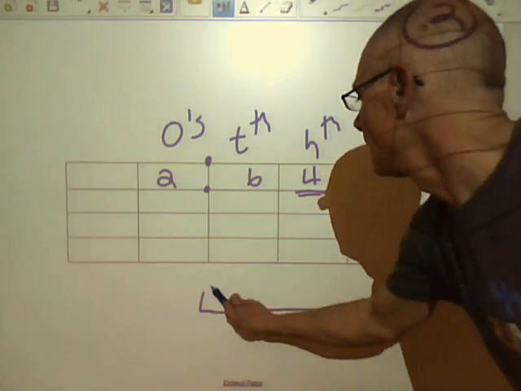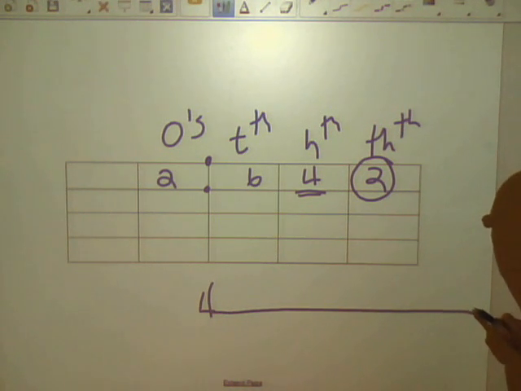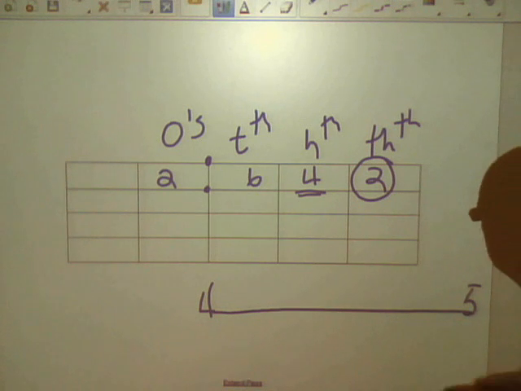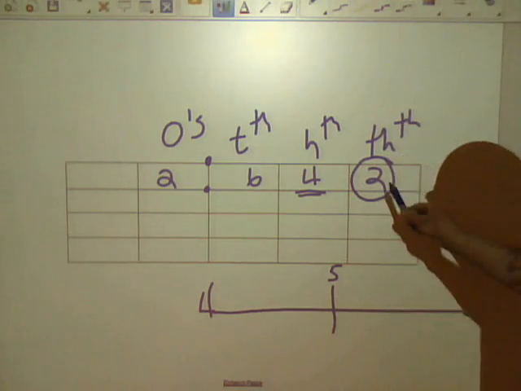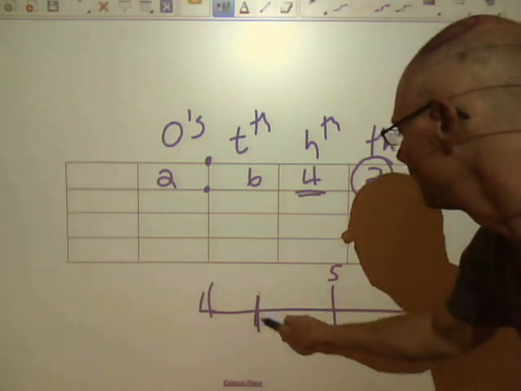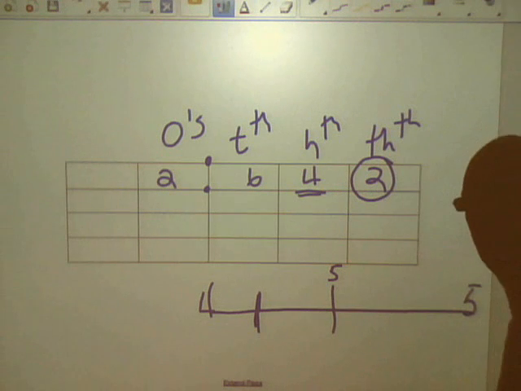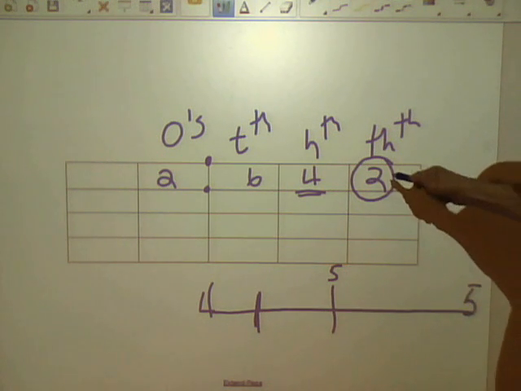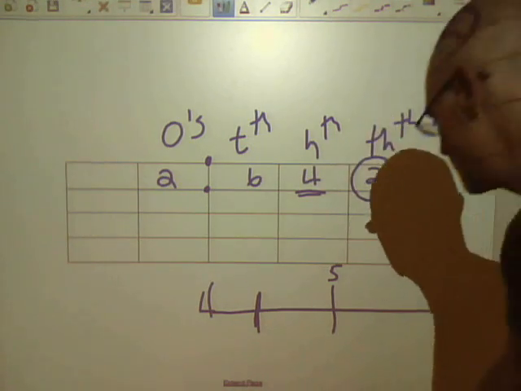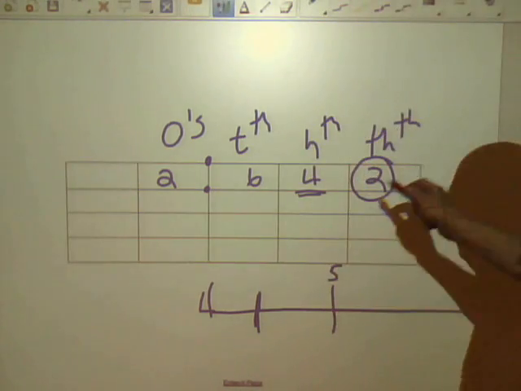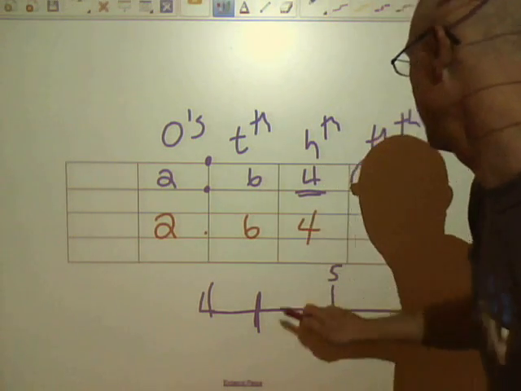If this is 4, and this is 5, and that's halfway, the 2 sits about here. So looking on the number line, we can see that 2 is closer to the 4 and not to the 5. And indeed, if we look at 2 compared to 5, it's less. So the answer to this question is 2.64.